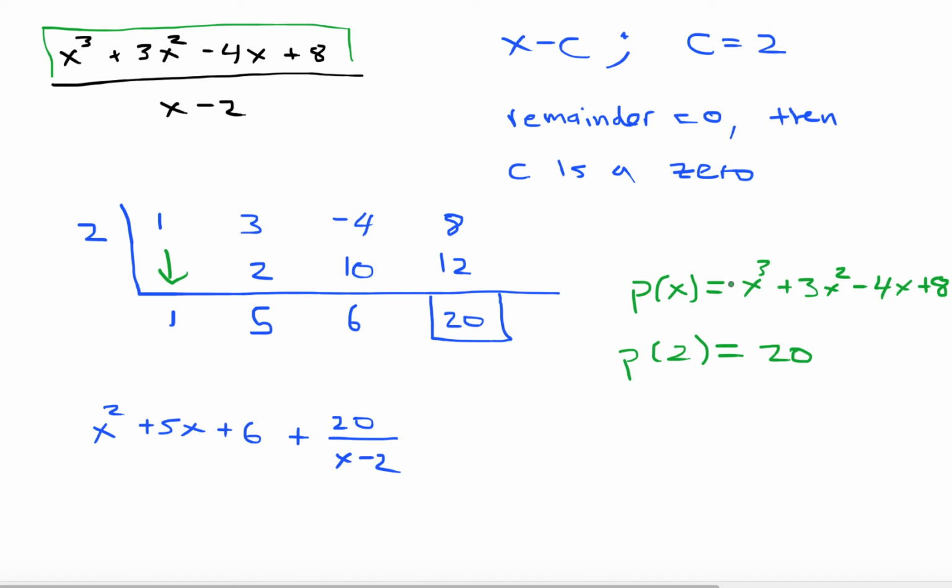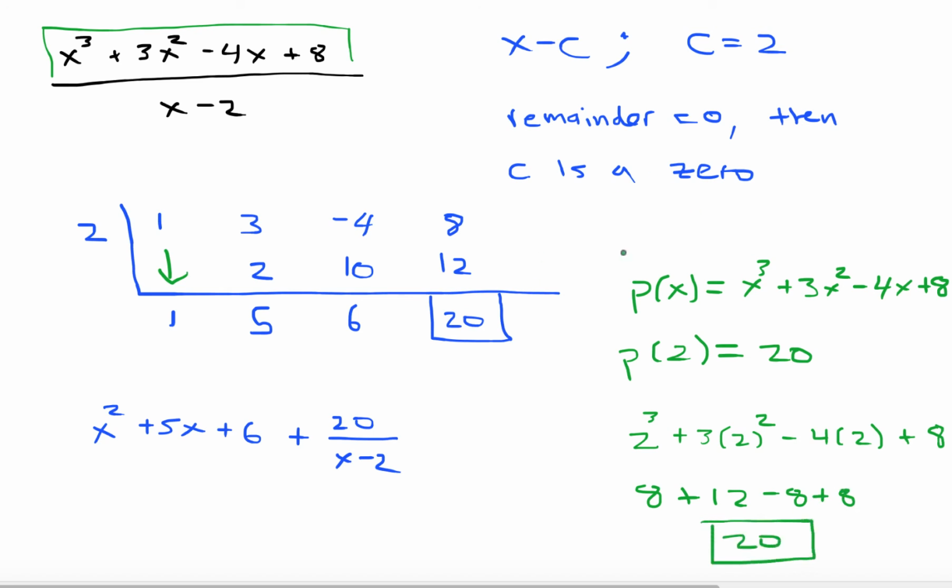Let's try it out. Let's plug in the 2 in here. We get 2 cubed plus 3 times 2 squared minus 4 times 2 plus 8. Well, what is this? 2 to the third power is 8. 2 squared is 4 times 3, which is 12, minus 8 plus 8. Notice what we get in this case: we get 20. So when we evaluate the polynomial at the root, that is actually the remainder that we get if we did the long division or synthetic division.